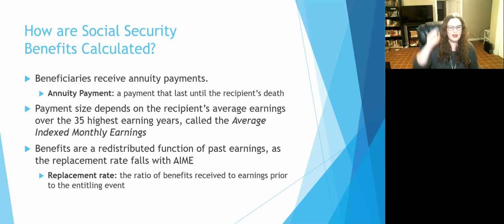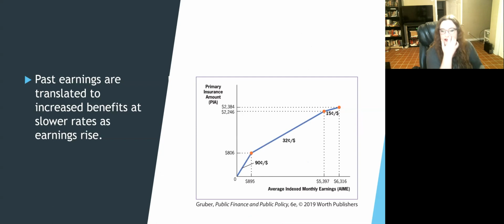Benefits, as the replacement rate falls, so the amount that it takes to replace your income, it falls with the average indexed monthly earnings. So the more and more that you earn, you're going to make more money, but at a slightly slower pace when you have your eventual retirement. So the ratio of benefits received to earnings prior to the entitling event, i.e. you retire. All right, so what does that necessarily mean?